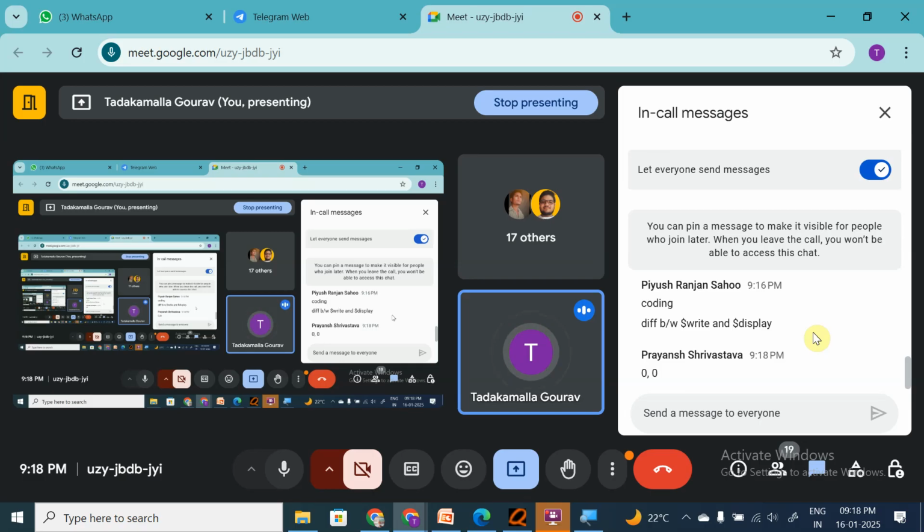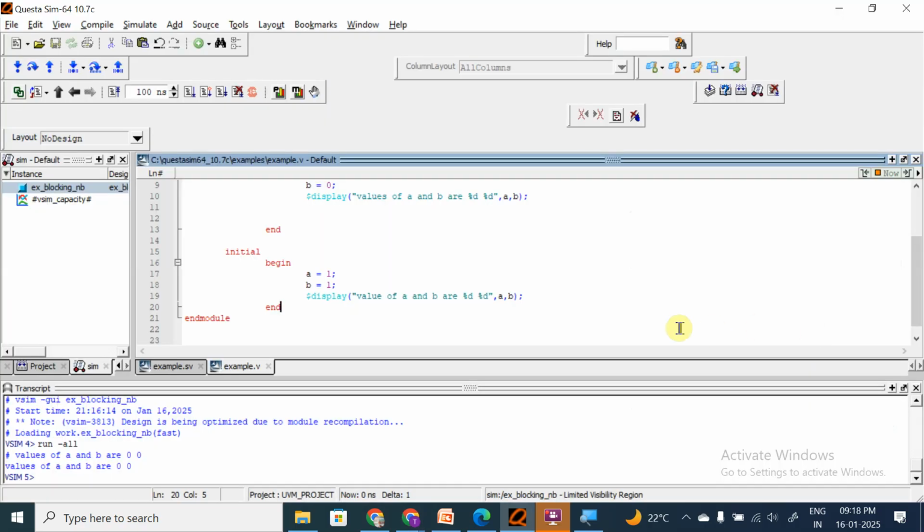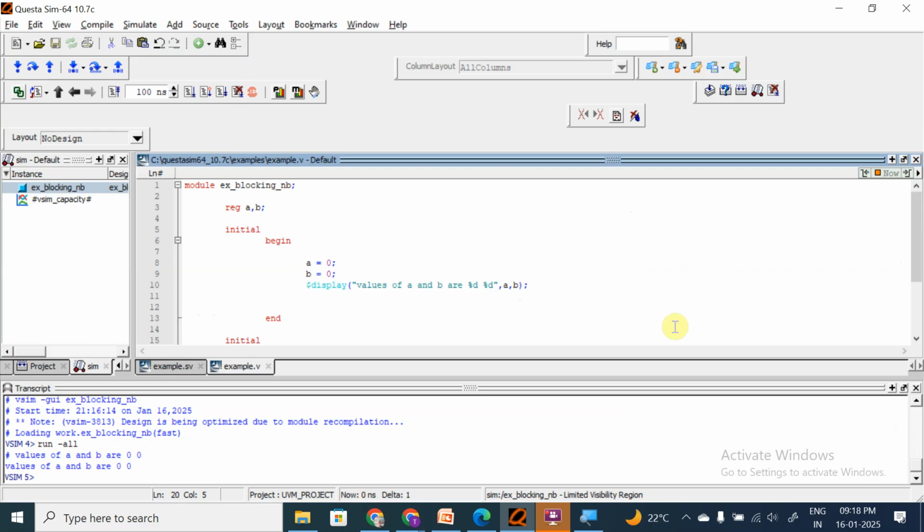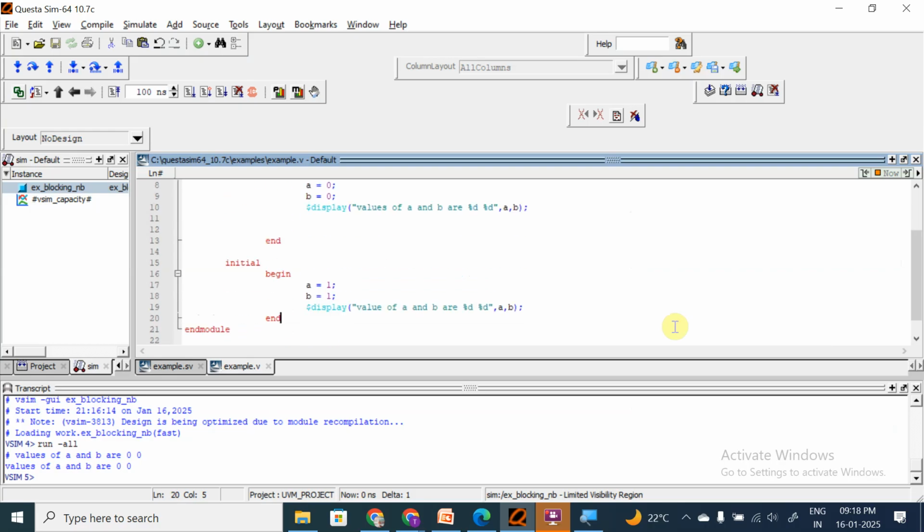Okay. Others? Did you all get my question? What I've done: a is equal to 0, b is equal to 0, $display. And a is equal to 1, b is equal to 1, $display. Let me include here, this is from the first initial block. And let me include here, this is from the second initial block.